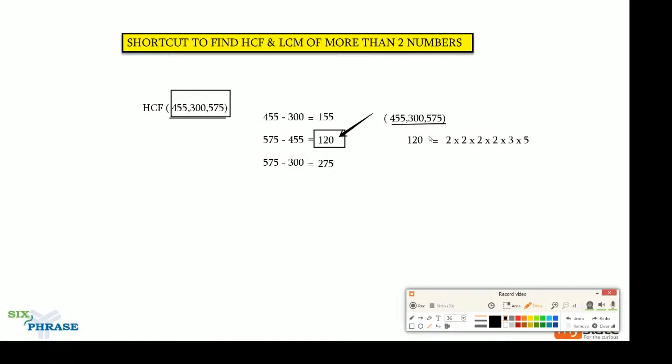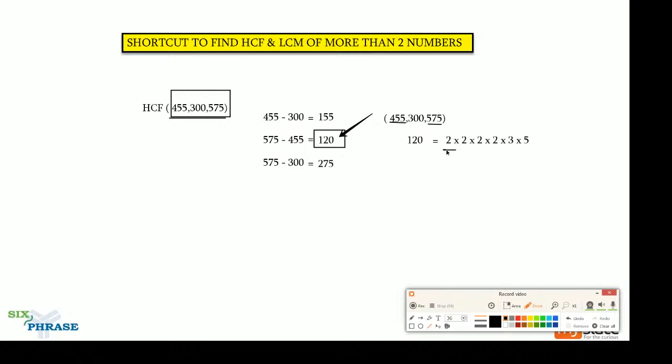Now, the first thing that I want you guys to see is, look at these numbers: 455 and 575. These are what I call odd numbers, correct? Now tell me, will you have a 2 in an odd number? Definitely not, right? So surely 2 won't divide 575 and 455, correct?